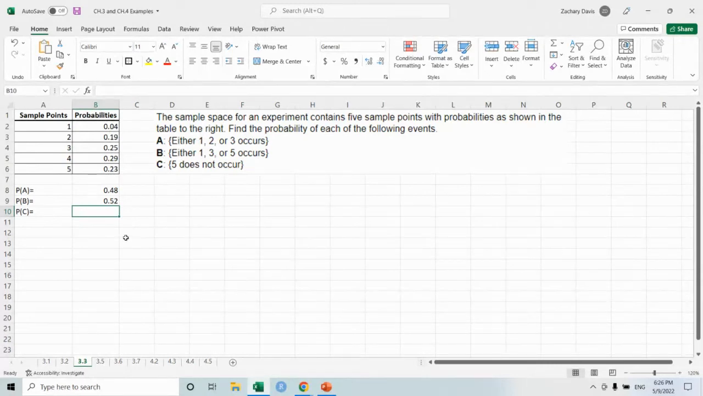Finally, what is the probability that 5 does not occur? So basically we're saying not 5. Well, we know that all probabilities have to add to 1, so we can just say the complement of 5 is 1 minus whatever the probability of 5 is. So the probability of C is 77%, based on this particular example.